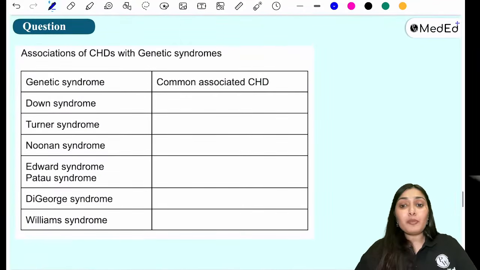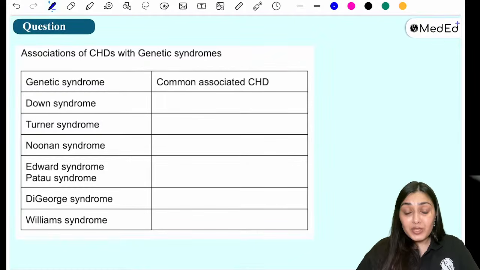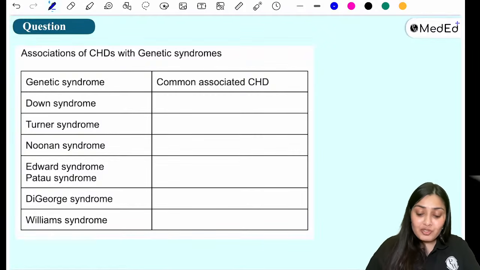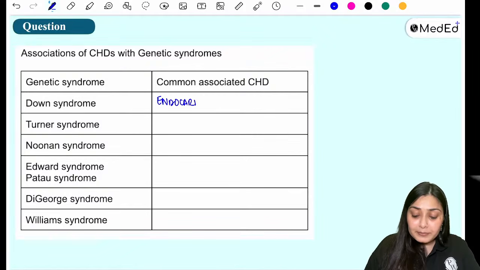With that, we come to this table. This table is very essential for your exams, as in this question they have asked what is the most common congenital heart defect in Down syndrome. Other genetic syndromes can also have certain congenital heart defects. So we are making this table down here just to revise it before the exams. So Down syndrome, we have just read, it's endocardial cushion defect.